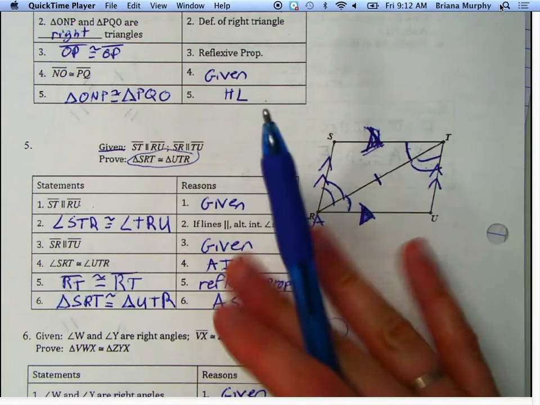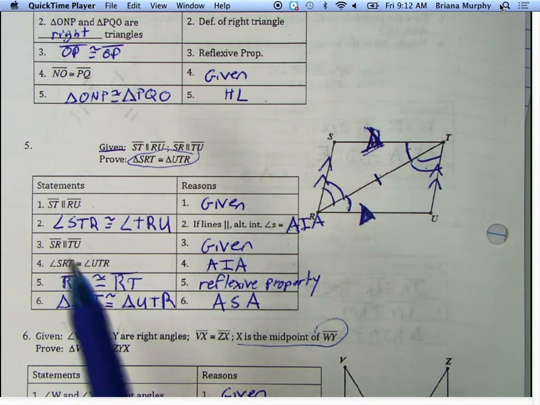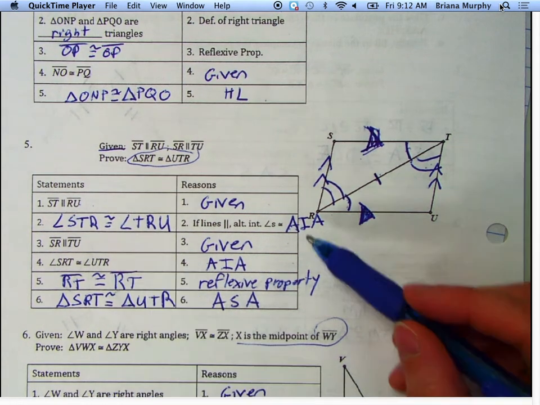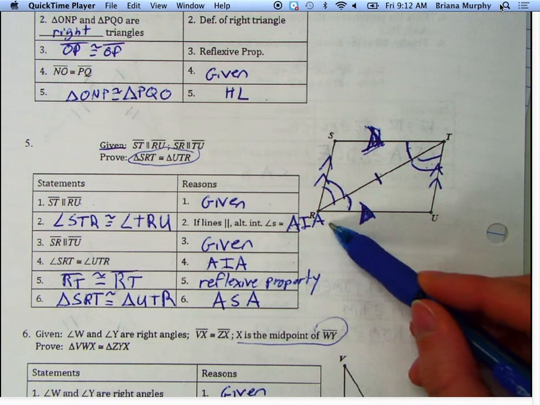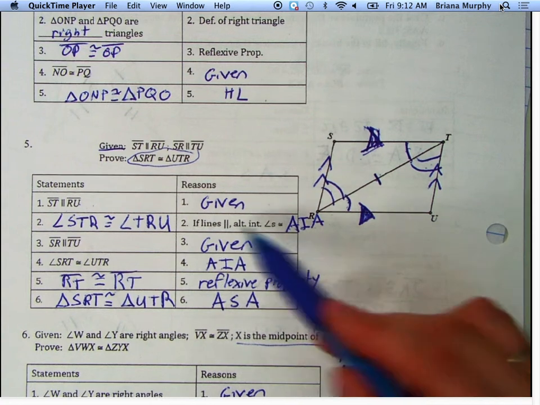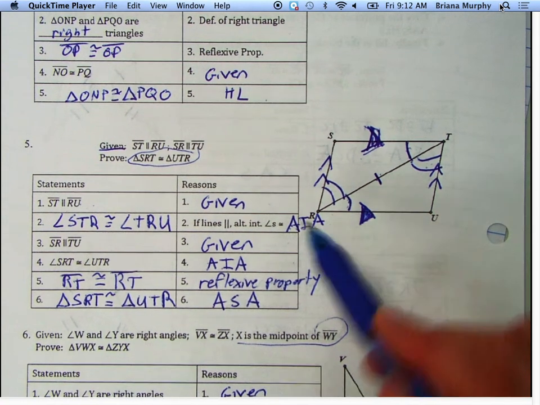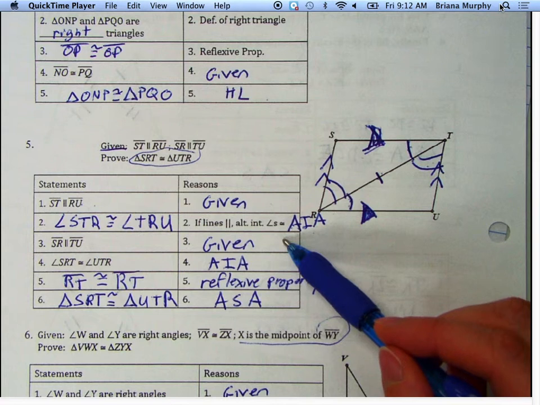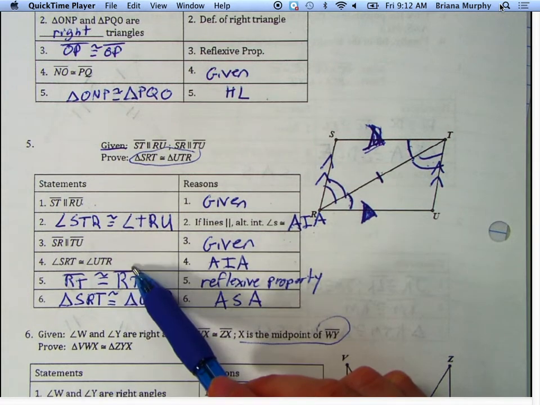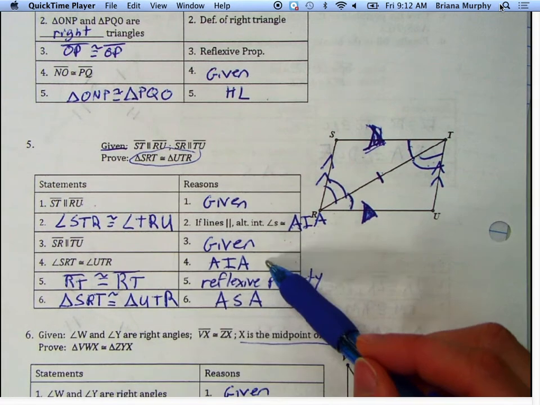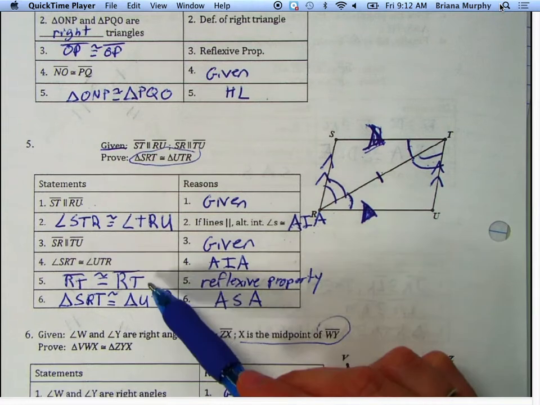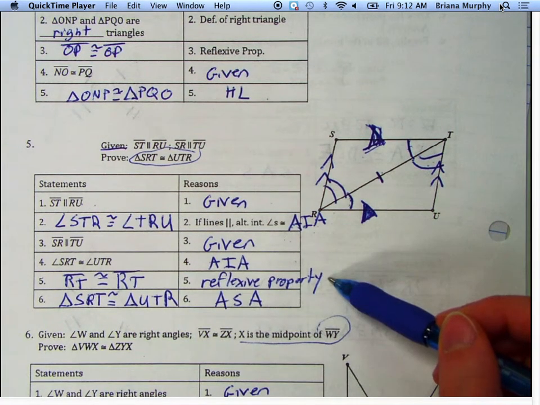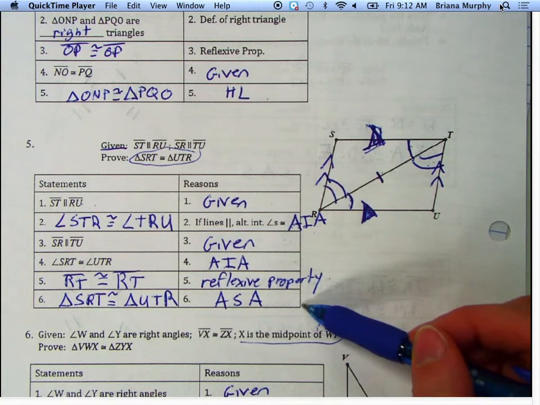So number 1, we have the given. Number 2 is angle STR is congruent to angle TRU by alternate interior angles, AIA. It says all this other stuff, that's what it means. SR is parallel to TU, given. Angle SRT is congruent to angle UTR by alternate interior angles. RT is congruent to RT by reflexive property. And the triangles are congruent by angle, side, angle.